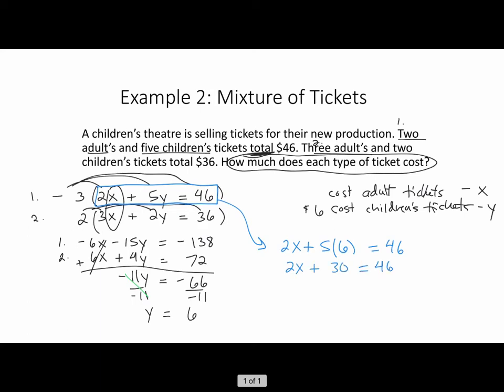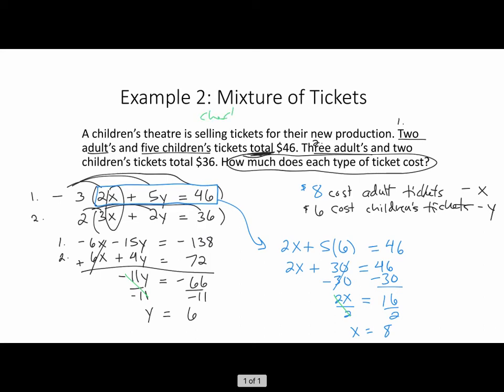and see what we find for that variable. So 5 times 6 is 30. We need the addition property to opposite that term, get just 2x term on the left, and that difference is 16. So then we just need the multiplication property to get just x on the left side here, and that quotient is 8. So we believe that adult tickets would cost $8.